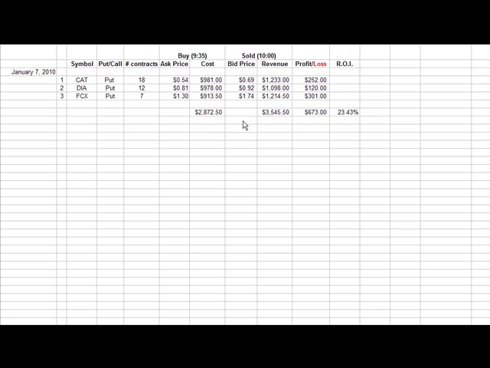That $2,872.50 is now $3,545.50, a profit of $673. Return on our investment, 23.43%. Not bad for 25 minutes.